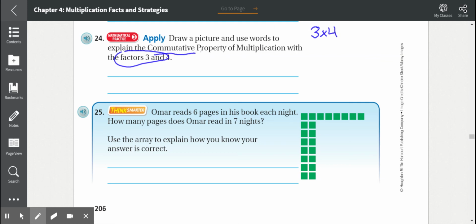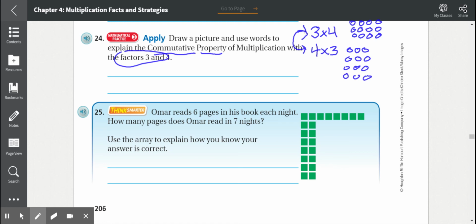How are we going to show the commutative property? Let's draw a quick picture. So instead of doing 3 times 4, we'll do 4 times 3. So a picture for that could be an array. 1, 2, 3, 4. 1, 2, 3, 1, 2, 3, 1, 2, 3, 1, 2, 3. And for this one, it would be 1, 2, 3, 1, 2, 3, 4. Okay. So there you go. That's how you could draw a picture to explain the commutative property.